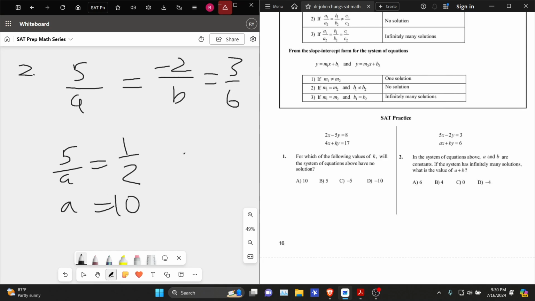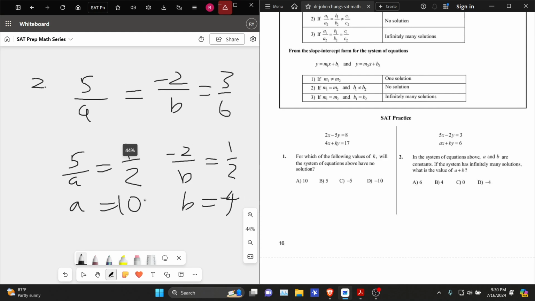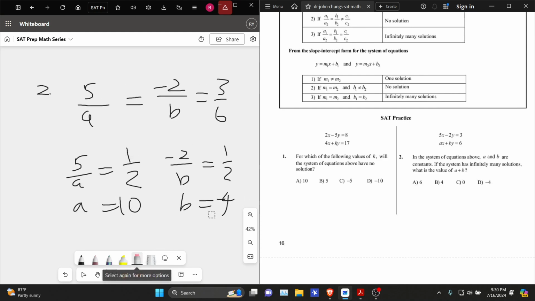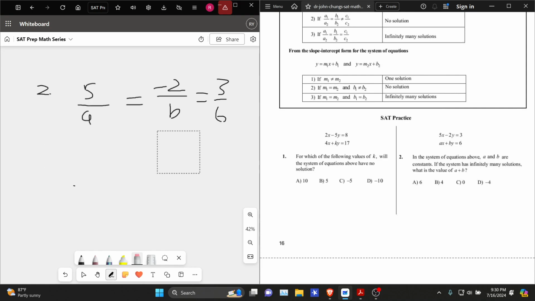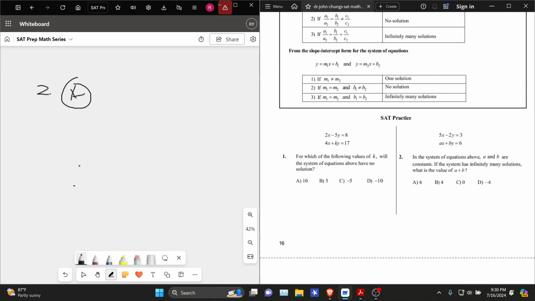And then negative 2 over b is equal to 1 over 2 as well. What we get is negative 4 equals b, or b is equal to negative 4. So then a plus b is just 10 minus 4, and that would be 6. So the answer is 6, which is A.